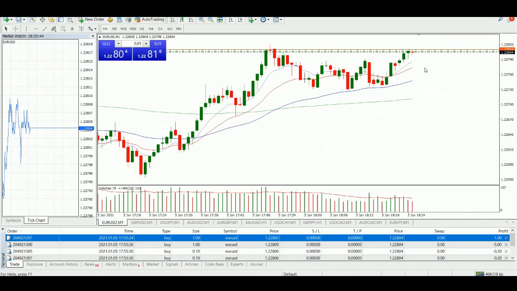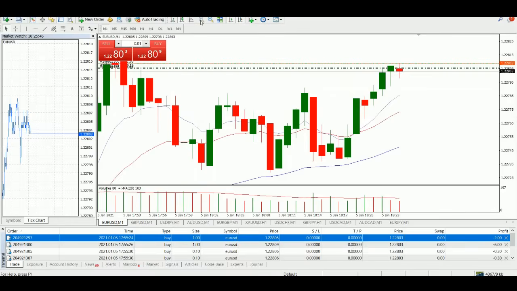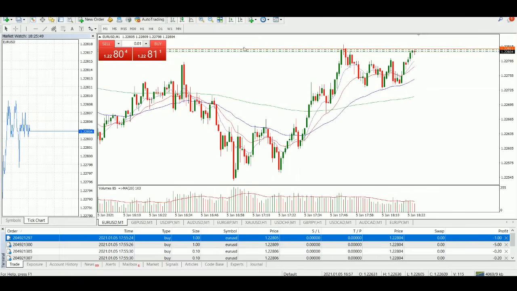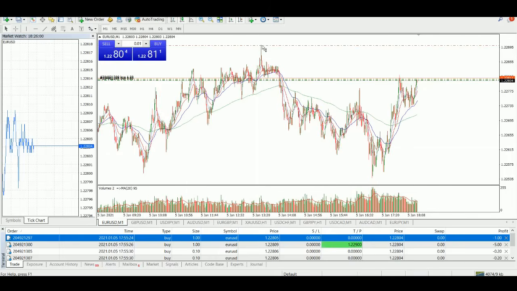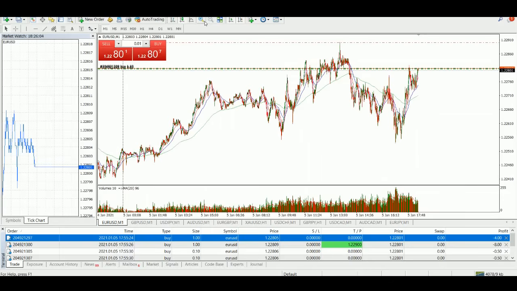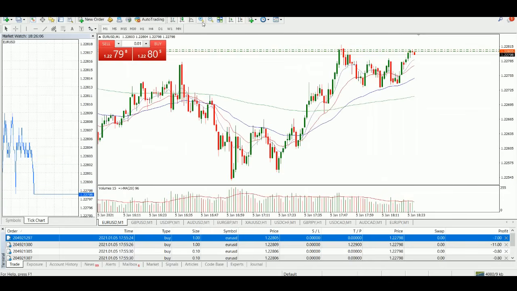Okay, euro dollar, we are still waiting for the breakout that is on the way. We just need to break this level and the price will continue up further, maybe till there. So it will be a great uptrend, a great up move, and it's easy for the euro dollar to make it at the moment.